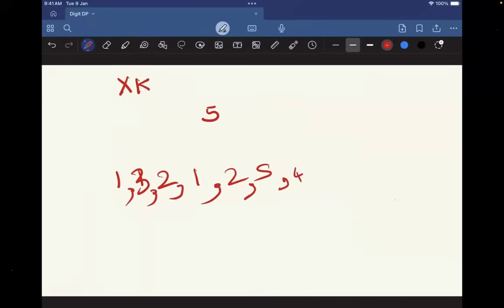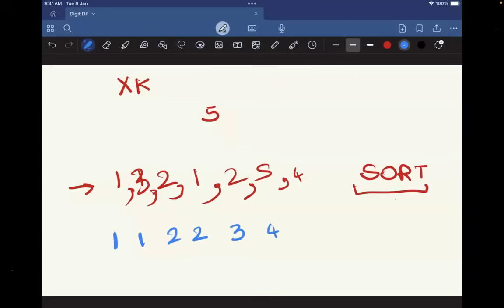Do you agree that since the order of monsters does not matter, it is nowhere said that I want to kill the first monster first and the second monster second, I am allowed to sort the array? Yes or no, guys? Why we need to sort, I'll tell you in a while, but do you see that we are allowed to sort the array? So guys, let me sort the array. It becomes 1 1 2 2 3 4 5.